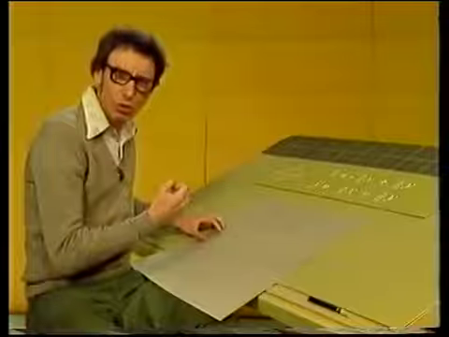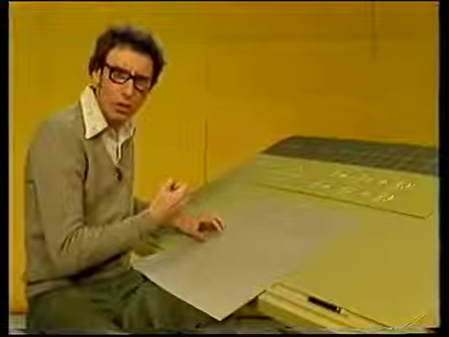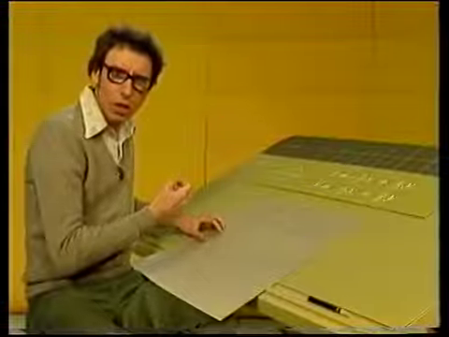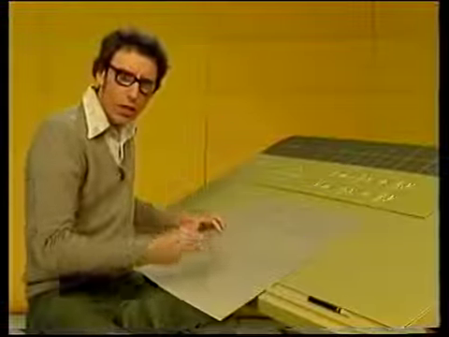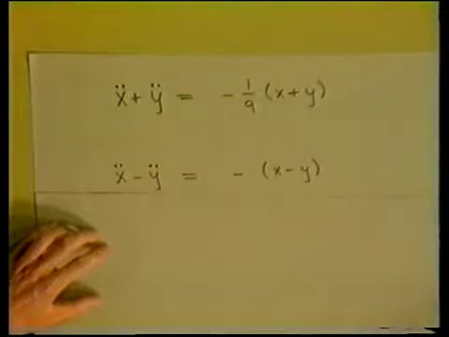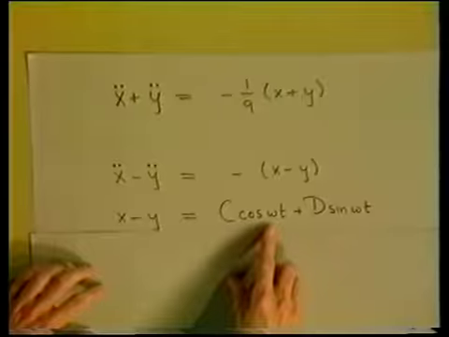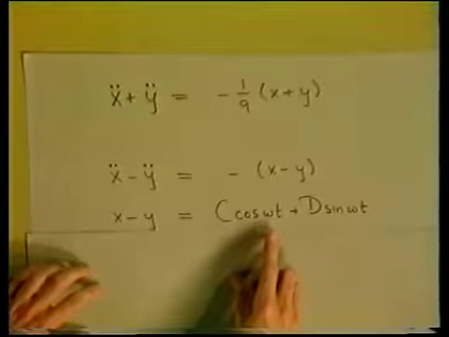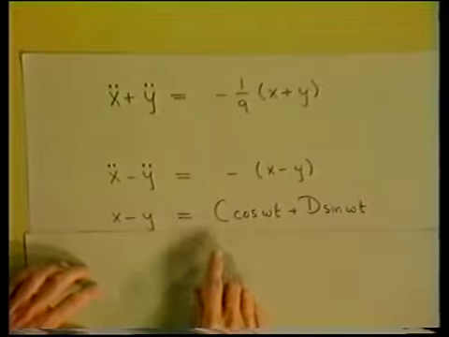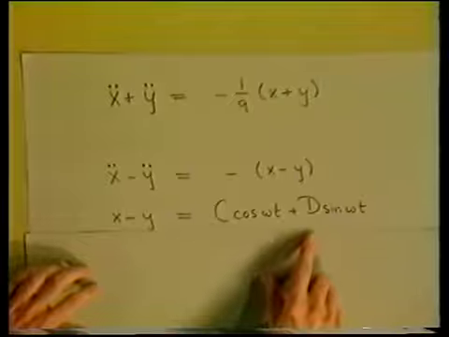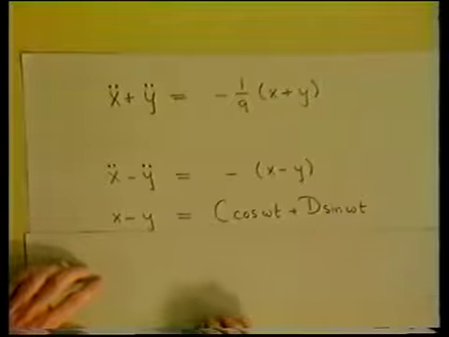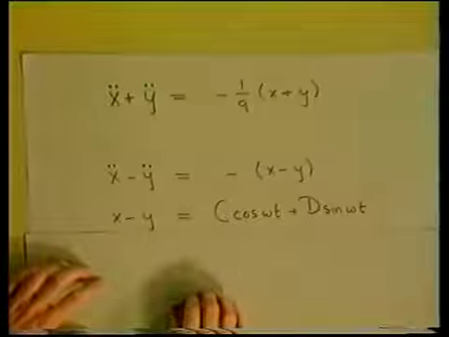I can just write down the solution to a simple harmonic motion equation. So the solution for the variable x minus y is just this. I'd have to work out that constant omega. In this solution, the constants c and d are the arbitrary constants. They're the ones that depend on the initial conditions.